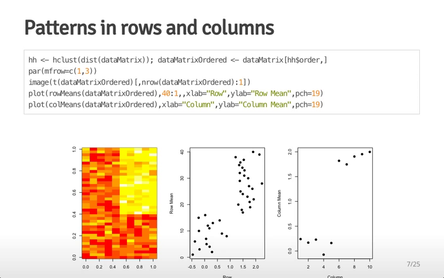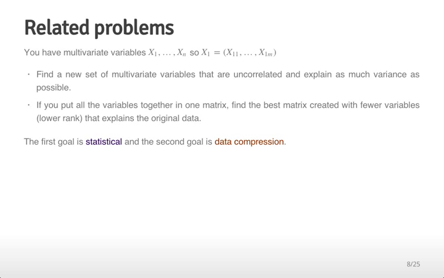It turns out there are two related problems that show the best way to compress a data matrix, depending on what your definition of compression is. So you can imagine you have a multivariate set of variables. Here, each variable, x1 to xn, represents all the observations in one column of that matrix. So x1 is actually equal to a larger set of values, x11 down to x1m, and these values represent all the values in the first column of the matrix.